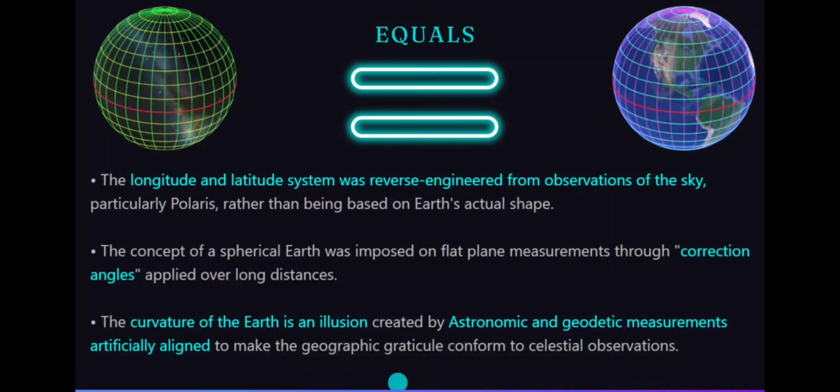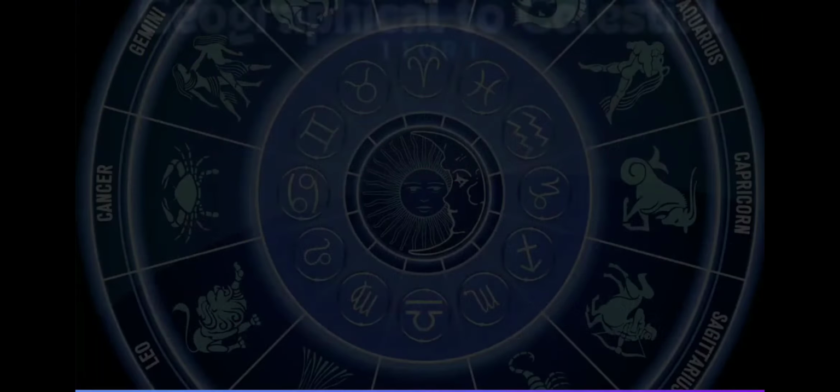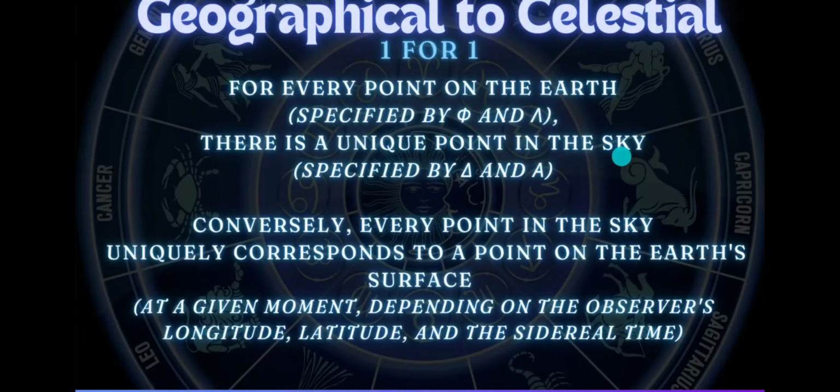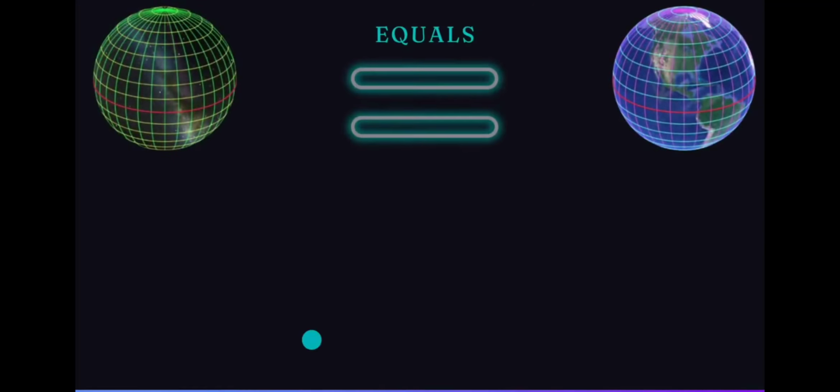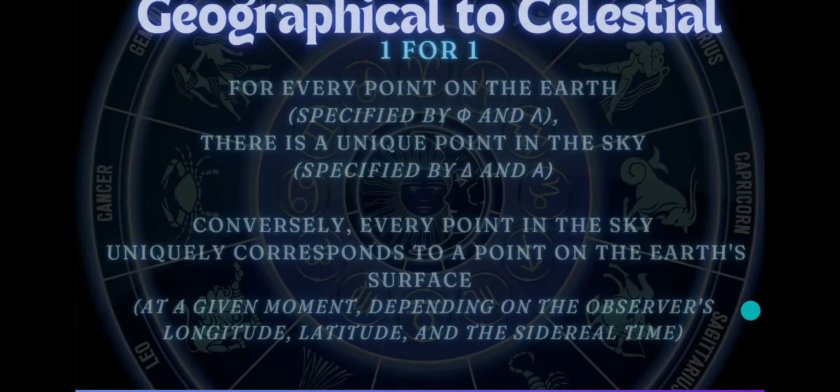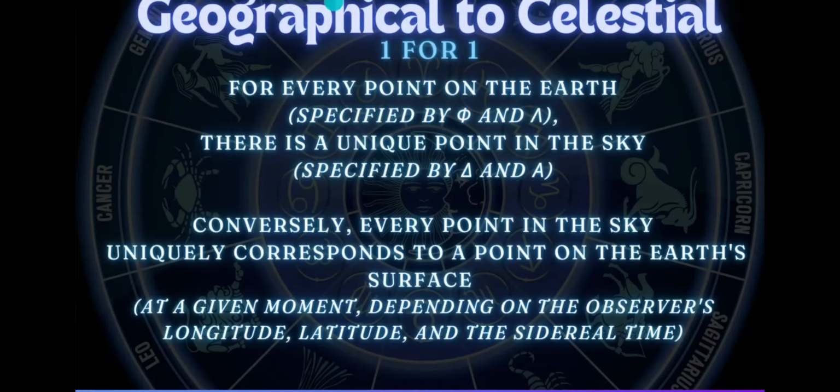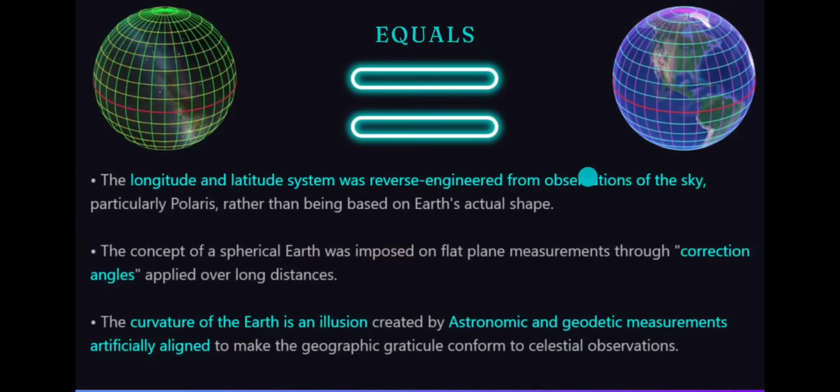And if you look at how, say, celestial navigation works, right, it works because they have converted the geographic to the celestial. They say for every point on the Earth, specified by, say, phi and alpha, there's a unique point in the sky, and that every point in the sky uniquely corresponds to a point on Earth's surface depending on the time. Because of that relationship, and again, this is the one-for-one relationship, which is at the heart of celestial navigation. This is in fact how a zenith position is defined, right? A star has a unique position on the Earth. That's how the models are linked. That's how latitude, longitude equals the celestial observations.